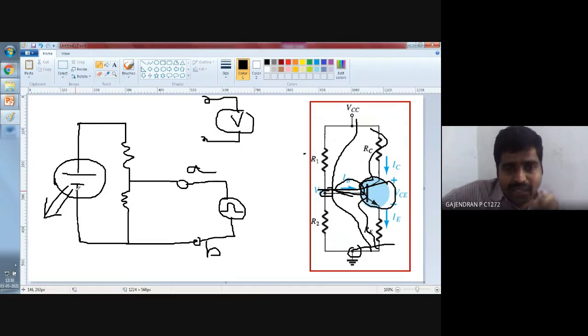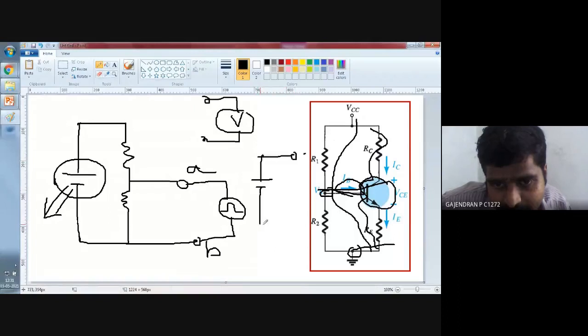So for the voltage source, it is very simple. I am having the source, 10 volt. How do I convert this 10 volt to 0 volt? I am now shorting these two with a wire. Do you find any potential difference between these two?